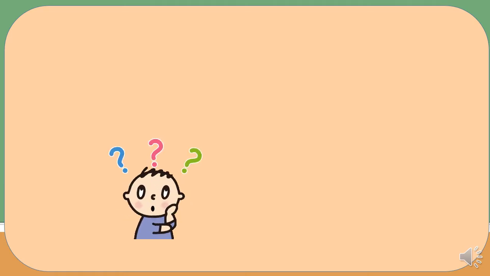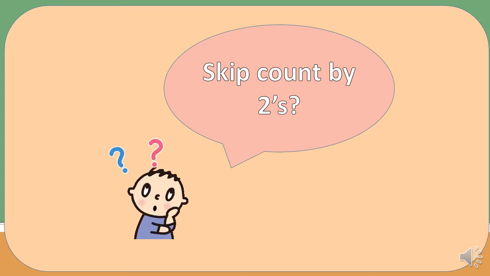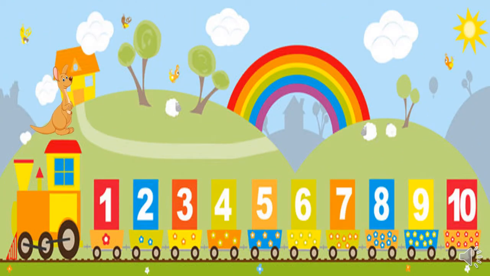We will learn now how to count by 2's. Do you have any idea what that is? Look at the kangaroo skipping the numbers on the number train. It didn't step on all the numbers. Instead, it stepped on number 2, then 4, then 6, 8, then 10. It didn't step on 1 or 3 or 5.